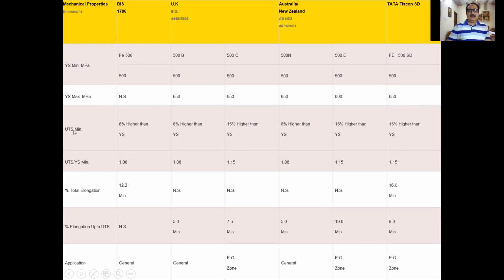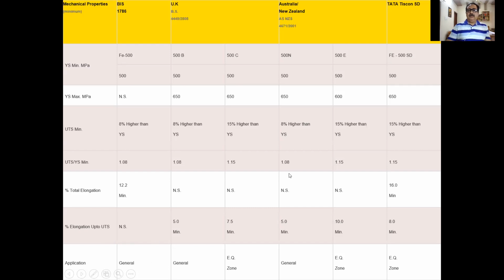If we talk about the minimum ultimate tensile strength, it is 8% higher, and Tata is giving 15% higher. So the ratio of ultimate tensile strength divided by yield stress: the standard mentions that it should be 1.08. All others are giving these standards, and even Tata Steel is giving better than that value. The percentage elongation is 12.2, as designated in this IS code, for bars up to 16 millimeters. It is a higher value, and a good indication that we are getting a total percentage elongation of 16% with 500 SD.